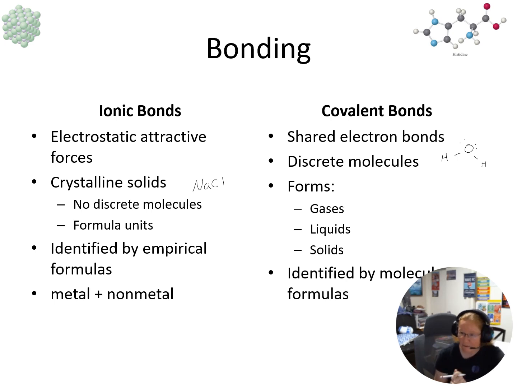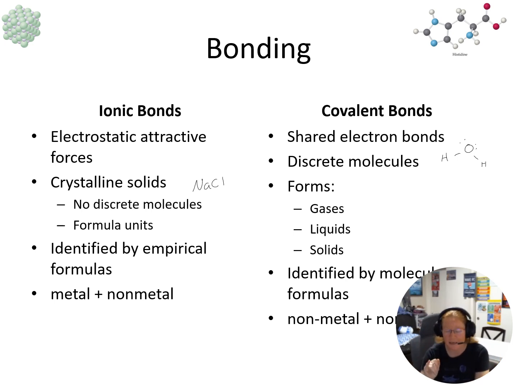We use molecular formulas for these. And typically speaking, it's a non-metal with a non-metal. Now I say typically speaking, because we can get some metal, non-metal covalent character going on depending on the difference in the electronegativity between the two elements. But most of the time, we're dealing with a non-metal with a non-metal.